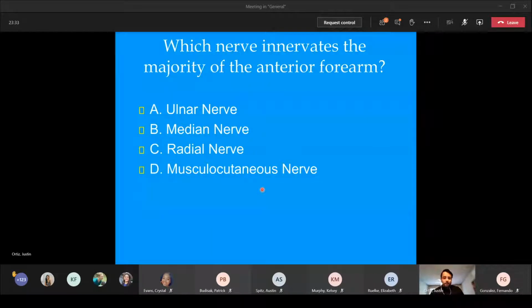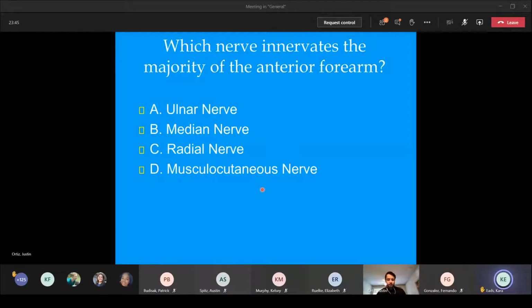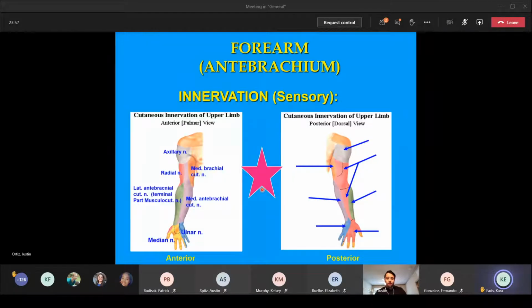But yeah. Okay, so which nerve innervates the majority of the anterior forearm? Is it going to be ulnar nerve, median nerve, radial nerve, or musculocutaneous nerve? Sorry to interrupt, just a quick clarification. For the sensory, do we just need to know how to label that picture in the last slide? So I would understand where everything is, because he's not going to put the picture on the exam. He's going to describe it with detail. So verbal descriptions. Okay, yes, thank you.